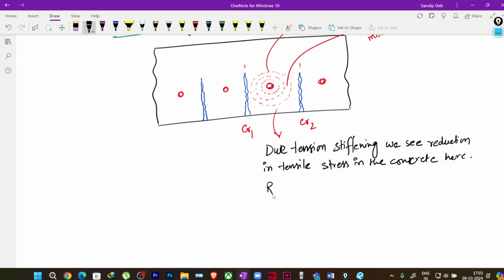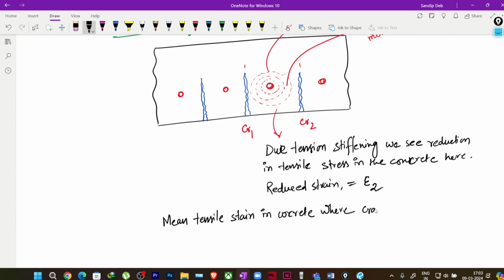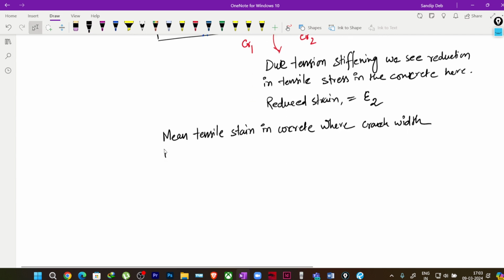Okay, so if we consider that reduction, obviously as the stress is reducing, the strain will be reducing. So the reduced strain, if we consider it as ε2, okay, so the mean tensile strain in concrete, where we are calculating the crack width, is considered, so this we define as εm.